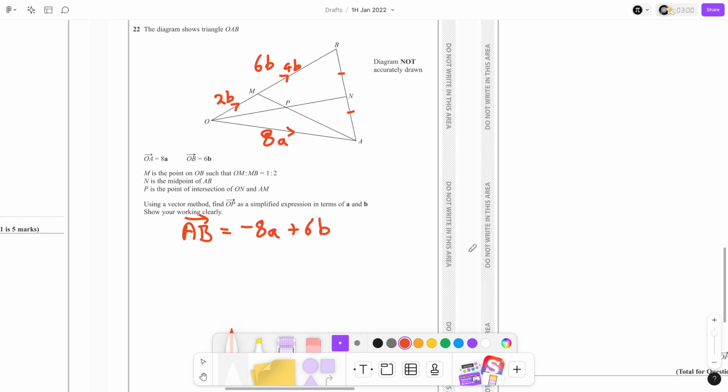Maybe we can work out the vector ON. That might be helpful. O to N. So O to N is we're going 8A, and then we're going plus half of AB.